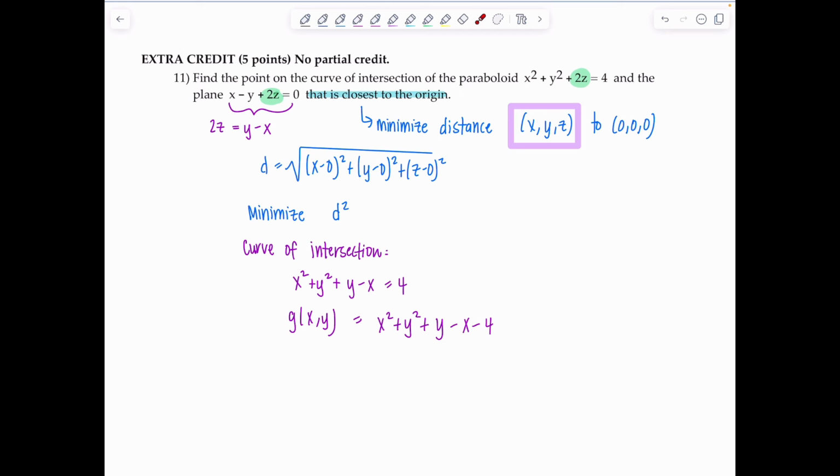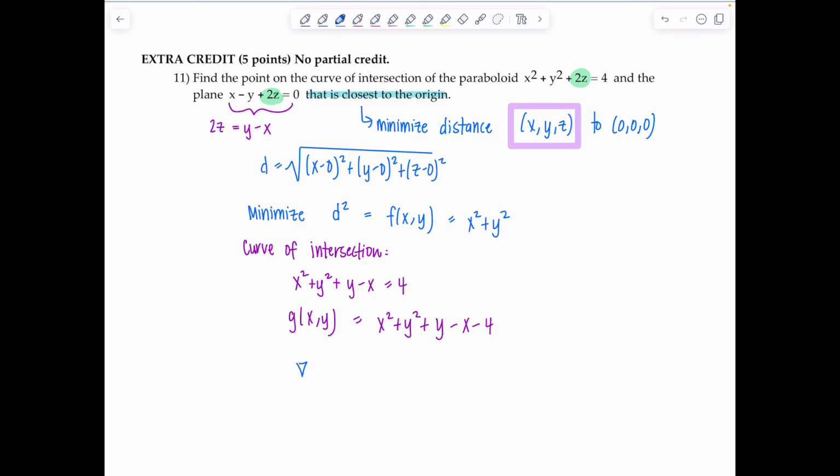You would just leave it, but now all I have to do is minimize d squared, which is simply a function of x and y, which is x squared plus y squared. I don't need to put plus z squared. There's no z's here. x minus 0 squared is just x squared, y minus 0 squared, y squared, and we're minimizing the square of the distance. Okay, good. So here we go.